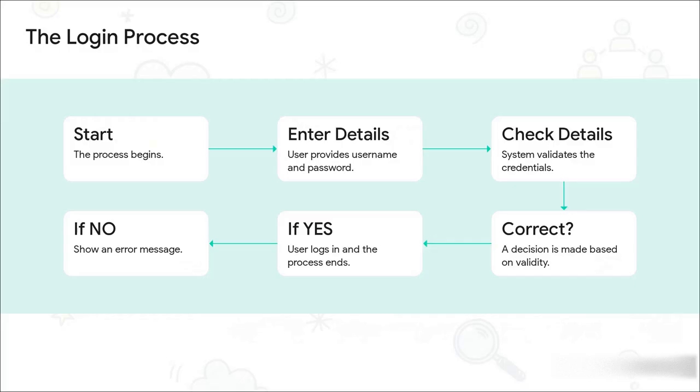Okay, theory is great and all, but let's see how this actually works in a real-world scenario that we all know. Let's just trace a simple login process. Okay, so the process starts. First, the user enters their username and password. Then, the system checks those credentials. Now we hit a decision point. Are the details correct? If yes, great, the user logs in. If no, the other path is taken, and we show an error message. See how the diagram makes those two different paths completely clear?